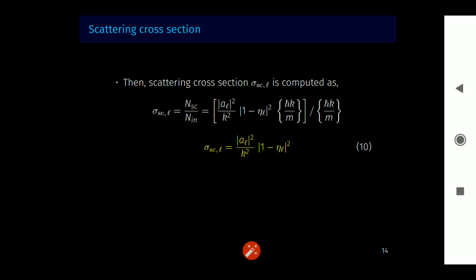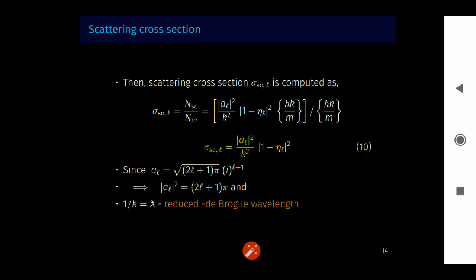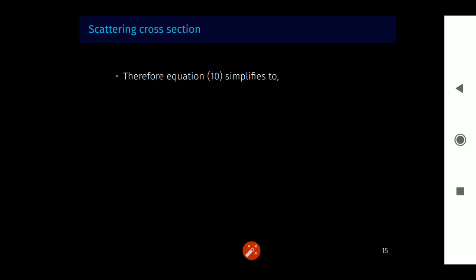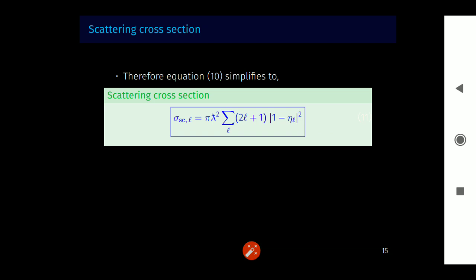Note that alpha l is actually notation which was given earlier by us. So you just substitute alpha l here, then modulus alpha l square will become 2l times 2L plus 1 times pi, and k is actually 1 by k is lambda bar, the reduced de Broglie wavelength, so 1 by k square can be written as lambda bar square. So substituting all these values in equation 10, one can write the scattering cross section in a simple manner like this.